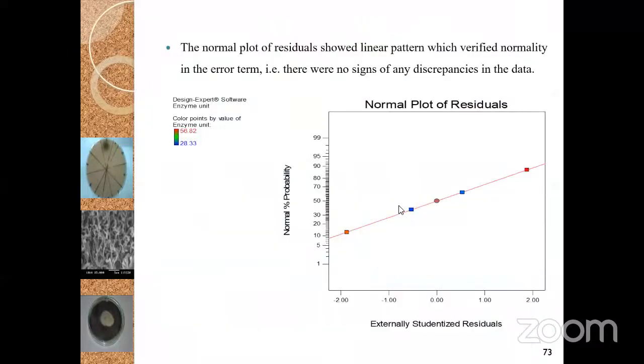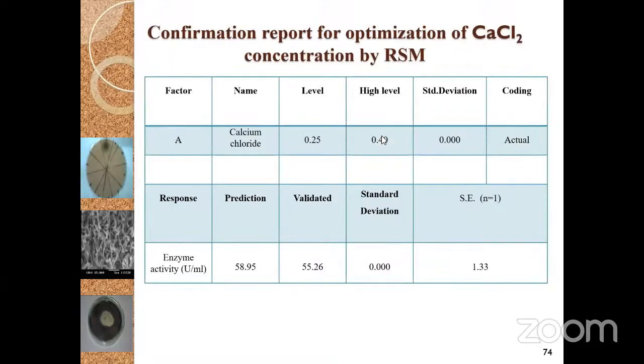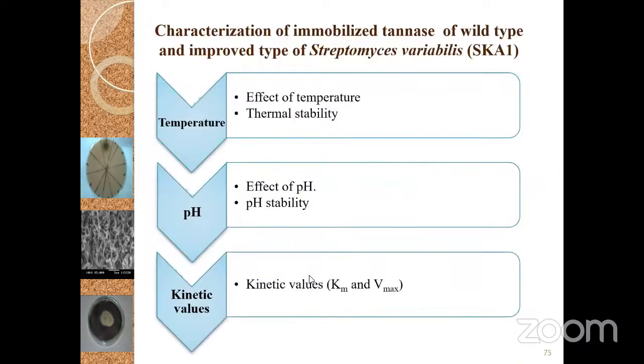Then it shows the normal plot of the residuals, which is a linear pattern, which verified the normality in the error term. That is, there was no sign of discrepancies in the data. Then we got the confirmation report with the help of response surface methodology. In this result, we compared the predicted value and the validated value. The predicted value is 58.95 units per ml and the validated was 55.26, which shows the closeness to the predicted value.